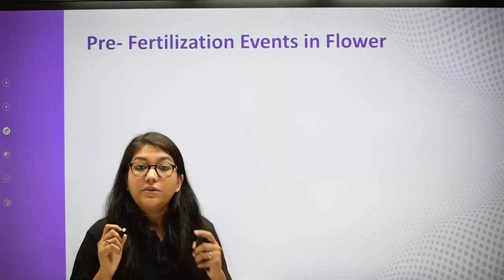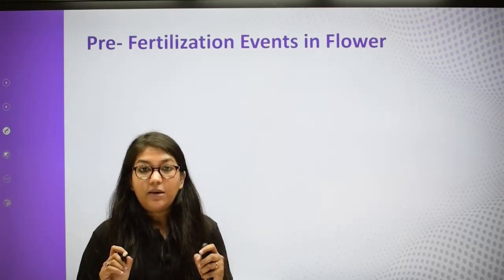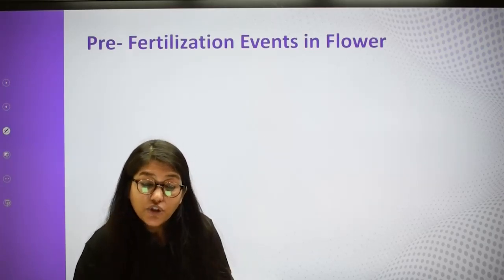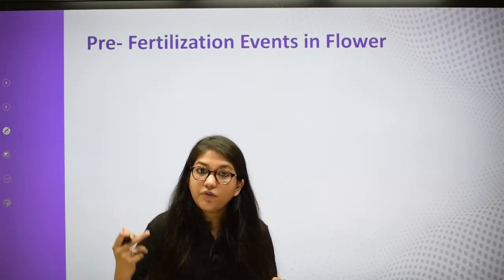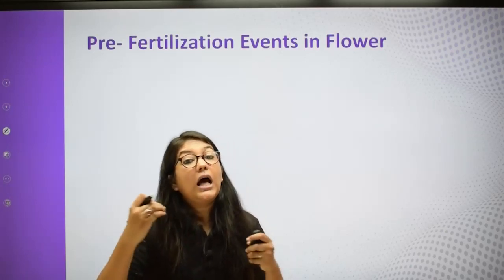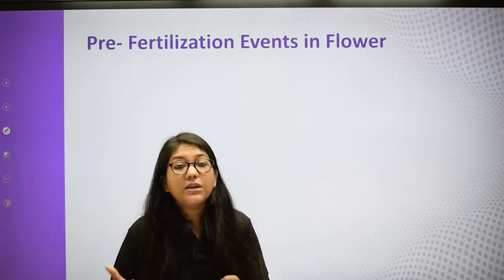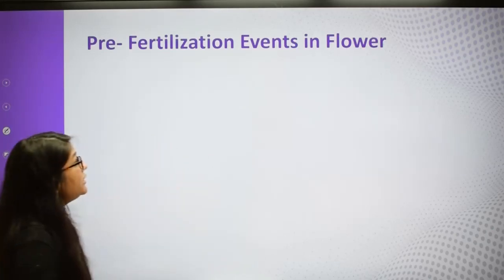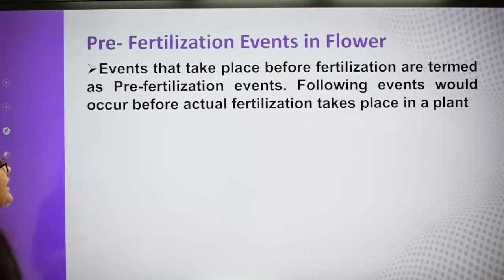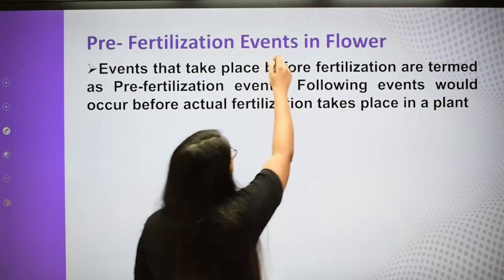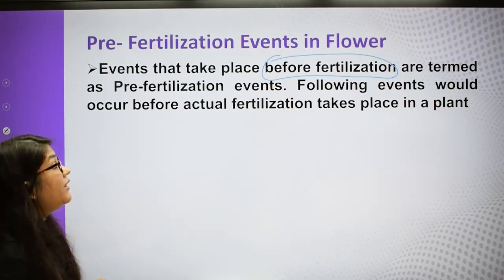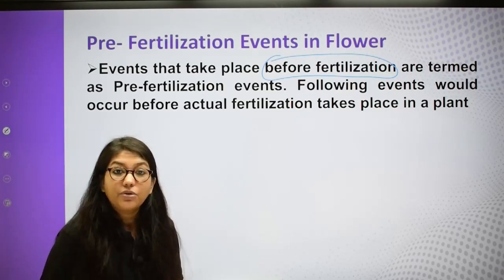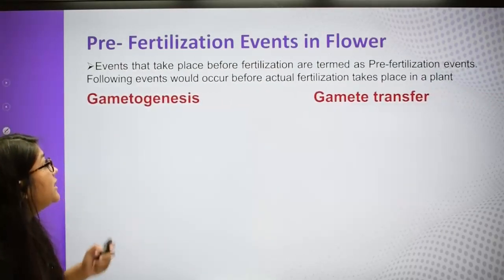Now I told you that fertilization is the fusion of male and female gamete. So if we talk about the events which happen before this process, of course we'll be talking about the formation of the male and the female gametes and then how they meet, right? That is what is required in the pre-fertilization events. See, the events that take place before fertilization are called the pre-fertilization events. The following events occur before actual fertilization takes place in a plant. Okay, so let's see those events.